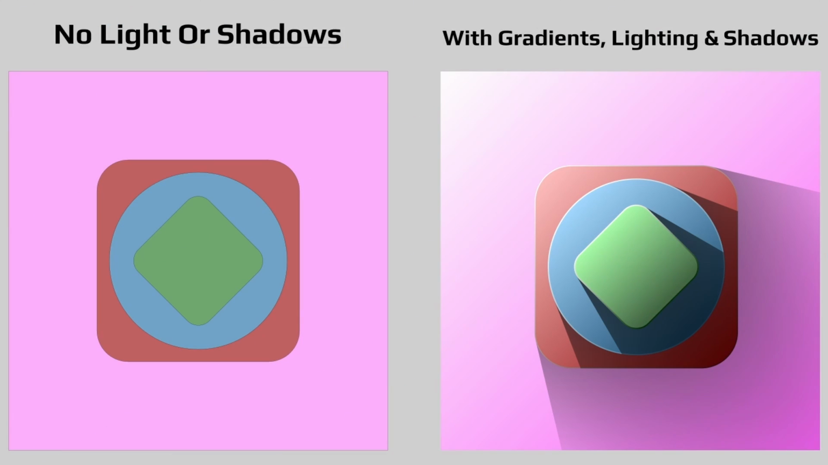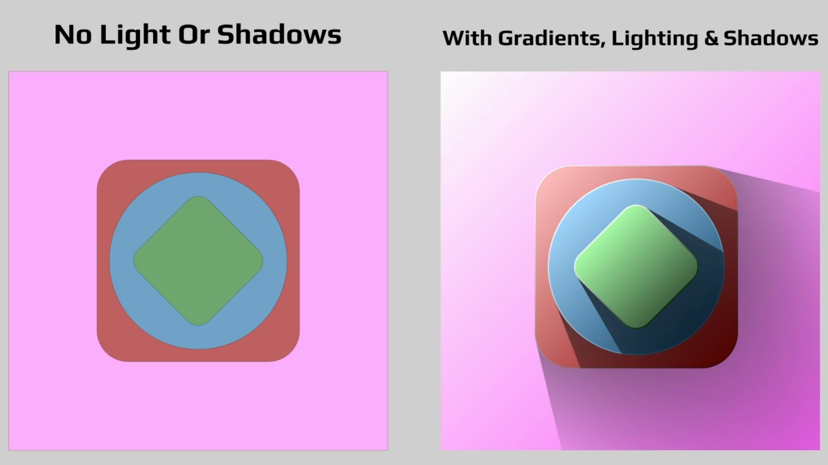Now, as you can see on screen, I have two images which are exactly the same in nature and shapes. One has no lighting and shadows at all, just flat base colors with the shapes, and one has gradients, lighting and shadows. And as you can see, it makes a whole lot more difference. So how does lighting and shadows work?